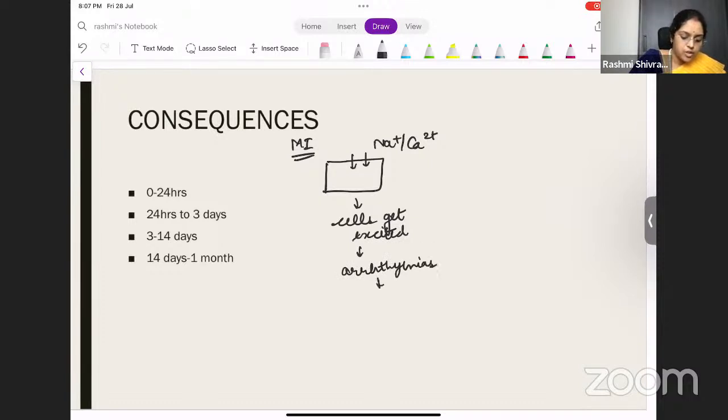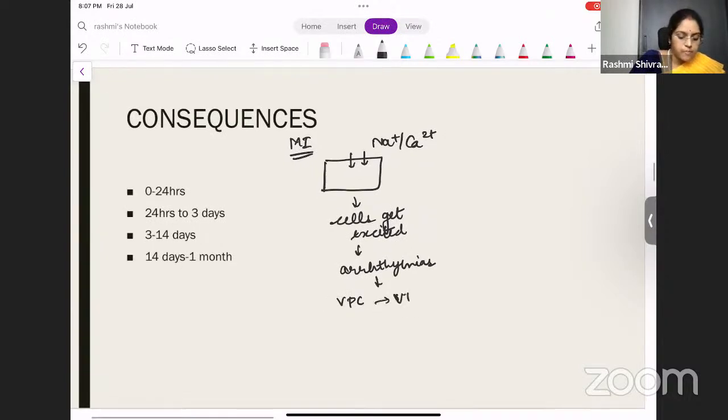Arrhythmias happen. So initially, what do we see? We see a ventricular premature complex. This will move on to VT. Then this can go on to VFib, ventricular fibrillation, and the patient can have sudden cardiac death. We have seen patients with MI who go into sudden cardiac death, and they say the patient developed an arrhythmia, he had ventricular fibrillation and he arrested.